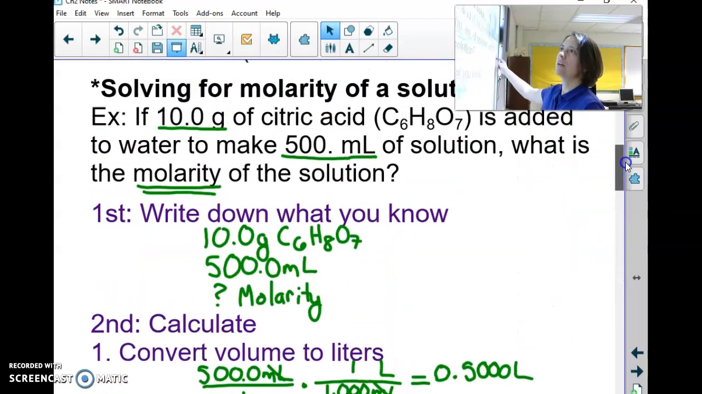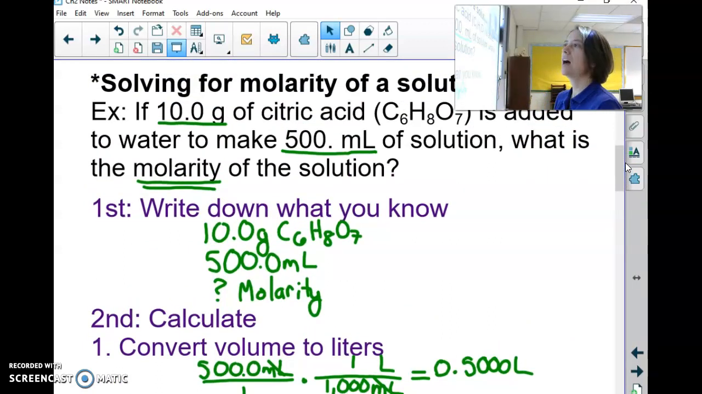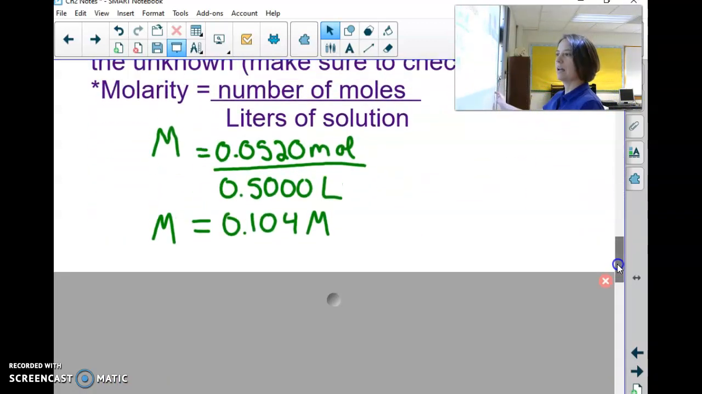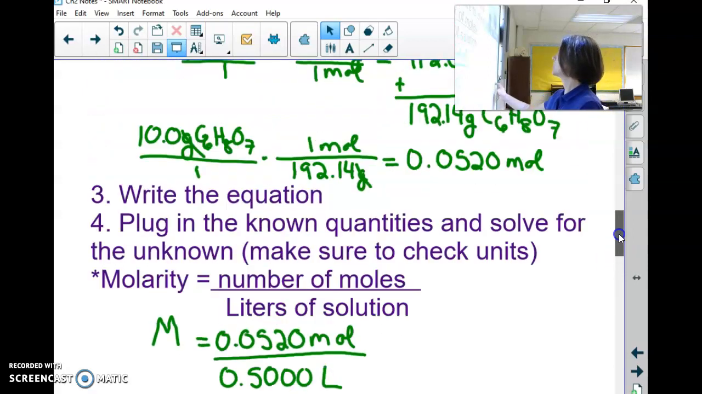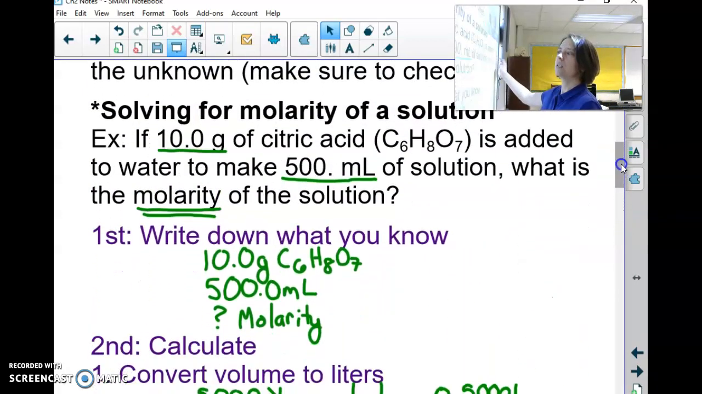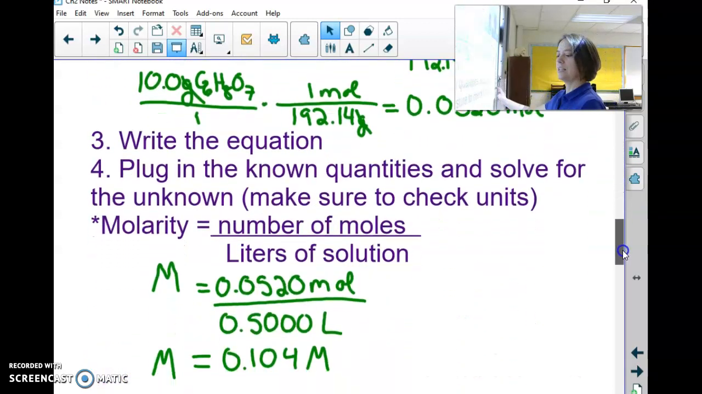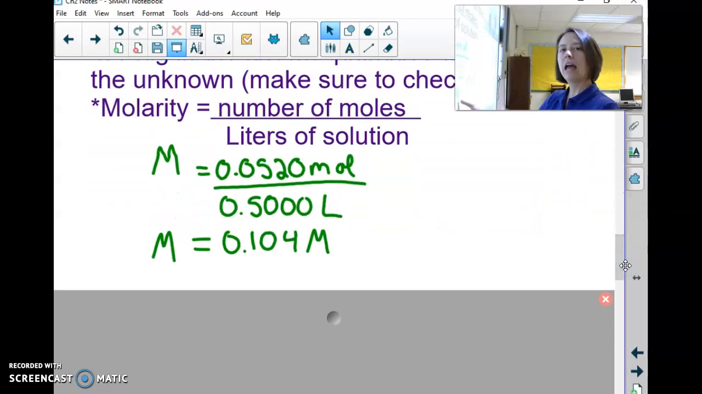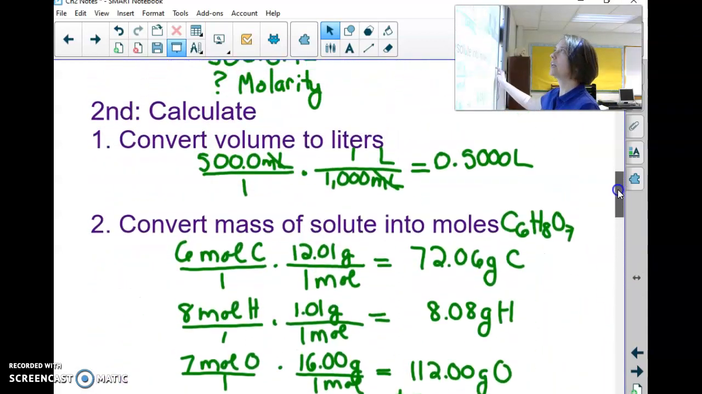So the question way up here: if 10 grams of citric acid is added to water to make 500 milliliters of solution, what is the molarity of the solution? Well, that has 3 sig figs, that has 3 sig figs, and my answer has 3 significant digits. Great. Sig figs are right. Did I answer the question? What is the molarity? And I did get a molarity. The capital M stands for molar. So 0.104 molar solution. That's the unit for molarity.